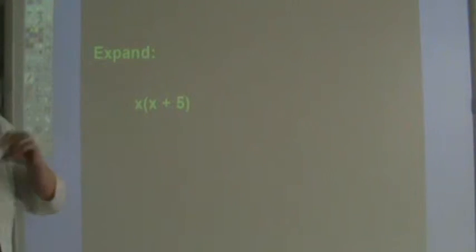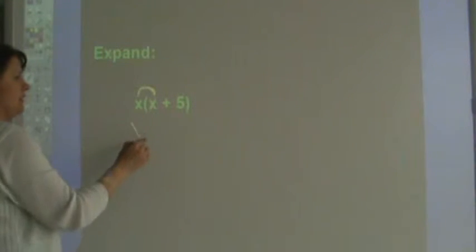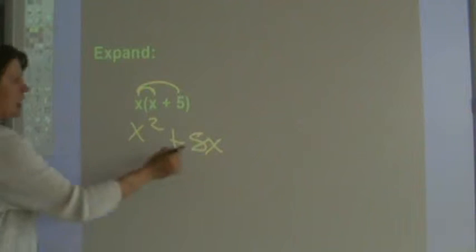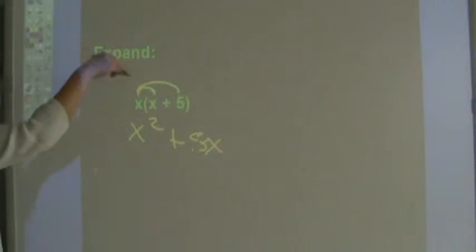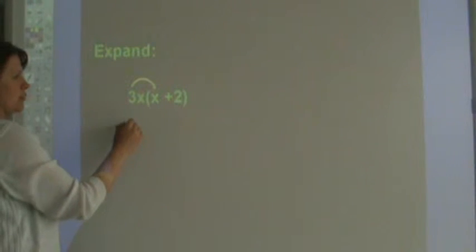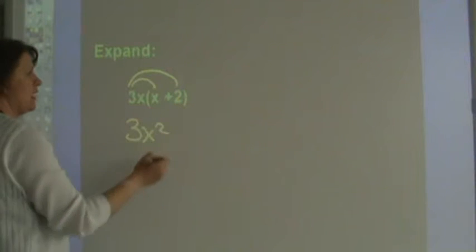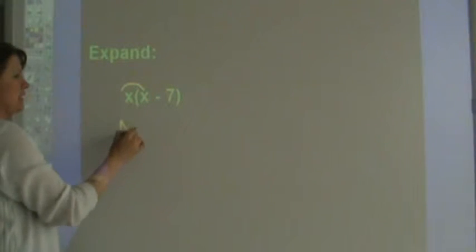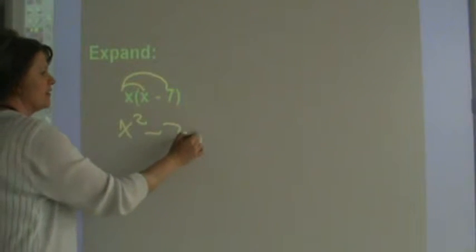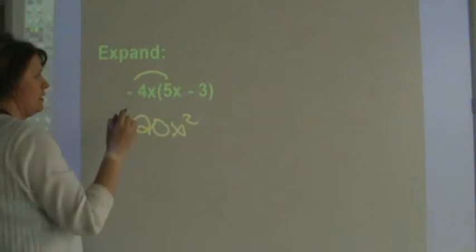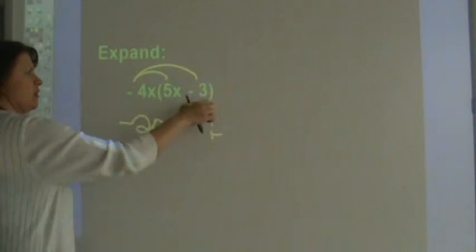Okay, so without the algebra tiles, we can just take x times x is x squared, and then 5 times x is 5x. So we're just looking at the distributive property, basically. And then we have our powers. So like in this one, we'd have 3x times x would be 3x squared, and then 3x times 2, of course, would be 6x. Okay, x times x, and 7 times x. Watch your signs. This would be negative 20x squared, and then this would be plus 12x.